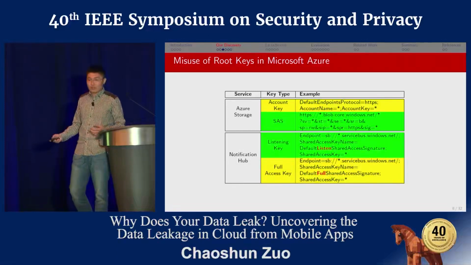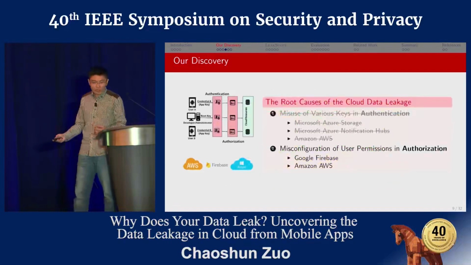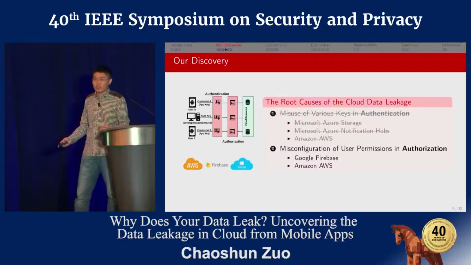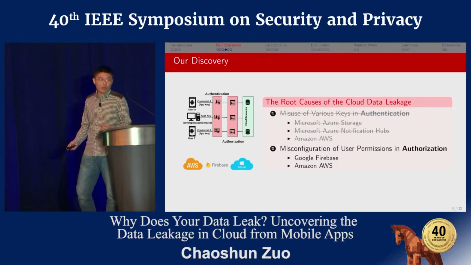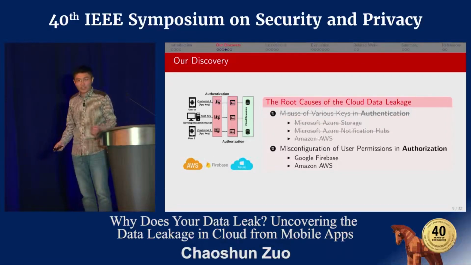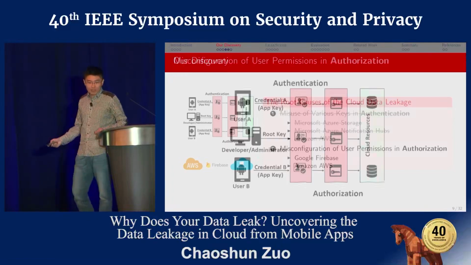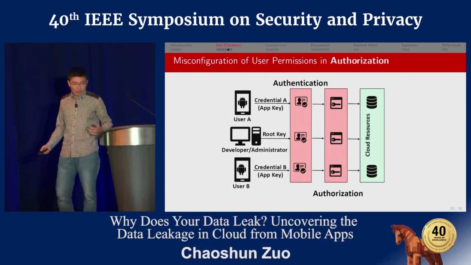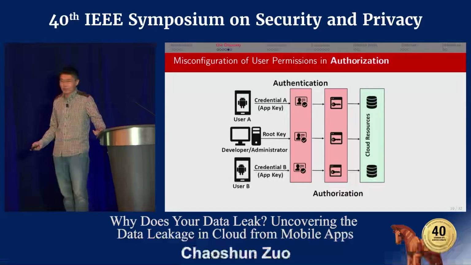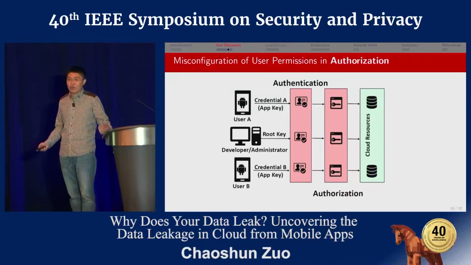Regardless of the formats of app key and root key, there is a possibility that developers may misuse these keys. They may put the root key into the mobile app, which means that with reverse engineering of the mobile app, attackers can easily get the root key to access all the resources of this backend. The second root cause is misconfiguration of user permissions in authorization. After authentication, the cloud will grant user permissions based on the configuration file defined by developers. Lack of configuration or incorrect configuration will lead to data leakage.